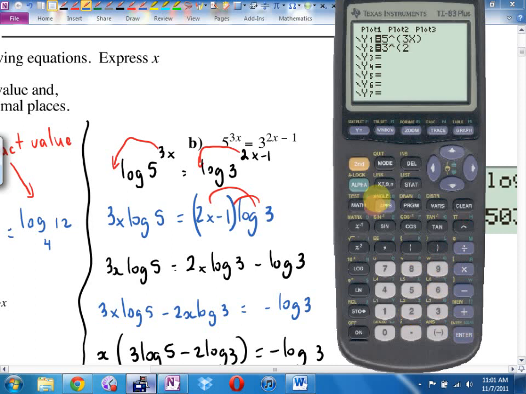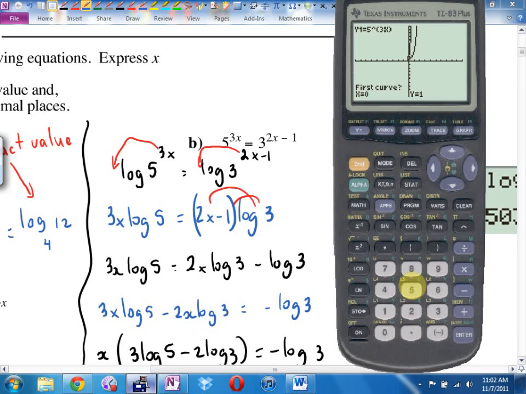And then, just in case you've messed around with your windows, why don't you all press Zoom Standard, the Zoom button, and then choose Standard. And you should get something that looks like this. Now, it's not very pretty, but you know what I'm looking for here? Where these two graphs do what? Cross. Second function, trace, calculate, intersection, first curve, enter, second curve, enter, guess, just use the guess that they gave you.